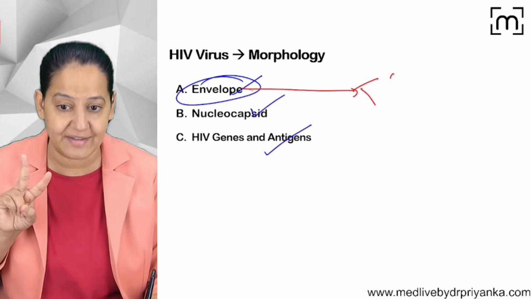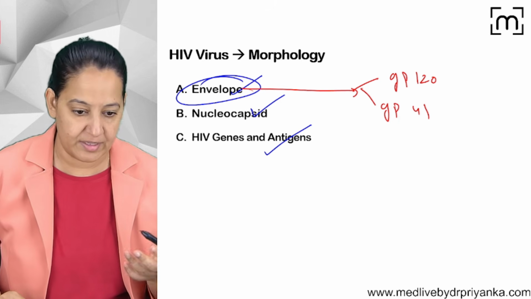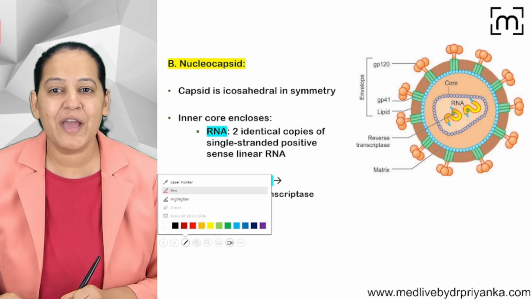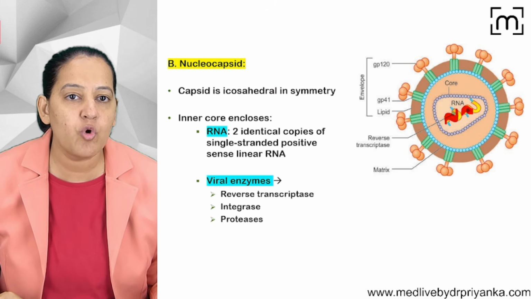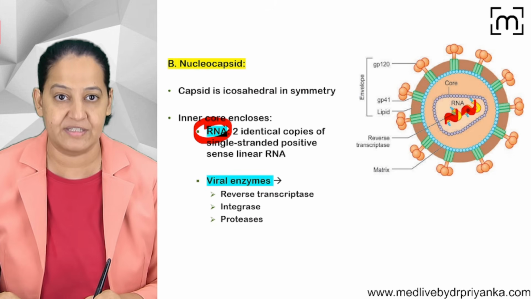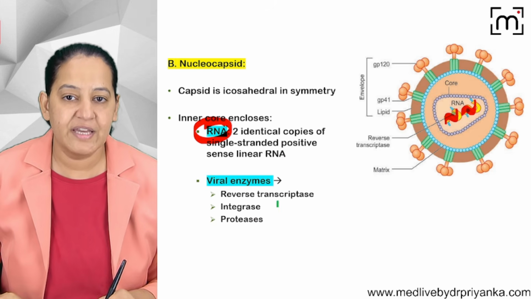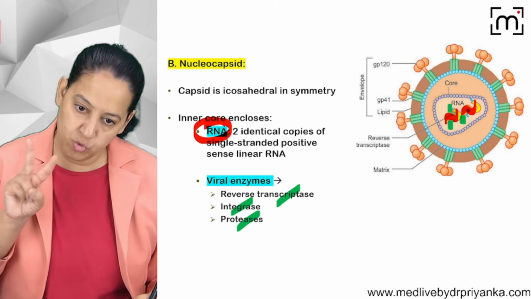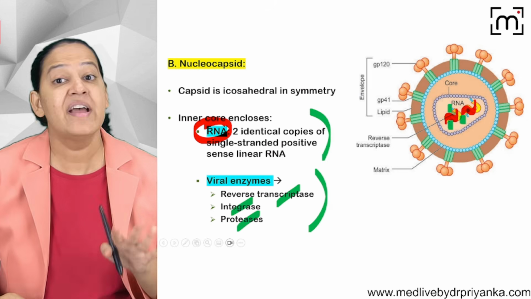On the envelope, two glycoproteins are there. Glycoprotein 120, which is mushroom shape, and glycoprotein 41. These two glycoproteins are present on the envelope. Let me come on the nucleocapsid. You can see the interior, the nucleocapsid. In the nucleocapsid, two copies of single-stranded RNA are present. Can you appreciate the two copies? The two identical copies of single-stranded RNA are present, over which three enzymes are present. You can see reverse transcriptase, integrase, and protease. So two copies of RNA along with three enzymes. Learn two copies of RNA with the three enzymes. That is the interior. That is nucleocapsid.